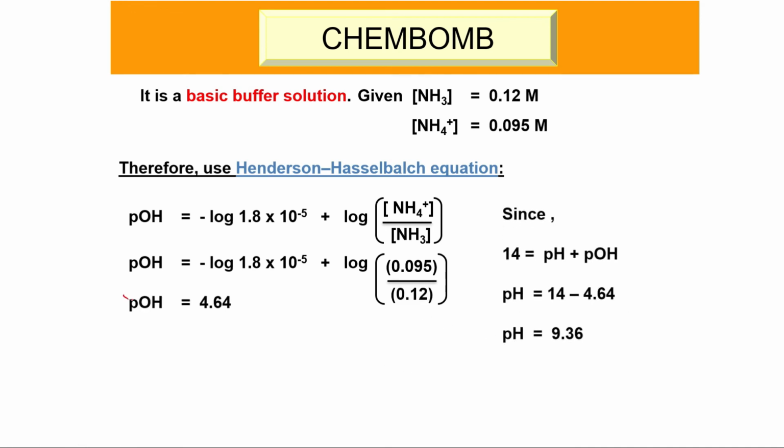Since this is just the pOH value, this is not your final answer. Remember, this is the relationship between pH and pOH. Therefore, you must subtract the pOH value you got earlier from 14. In the end, you will get the pH for this basic buffer, which is around 9.36. So, the pH for a basic buffer must be more than 7.